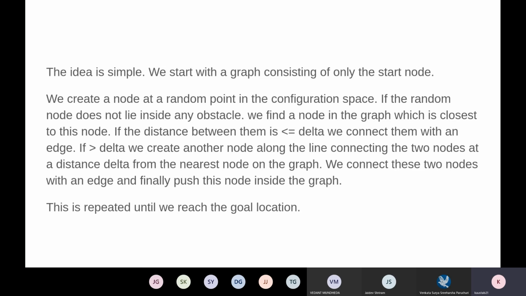However, if the distance is greater than delta, what we do is we create another node which is at a distance delta along the line connecting these two nodes. And we use that node instead of the randomly generated node. And then again, we put that node inside the graph as well. And this process is repeated until we reach the goal location.